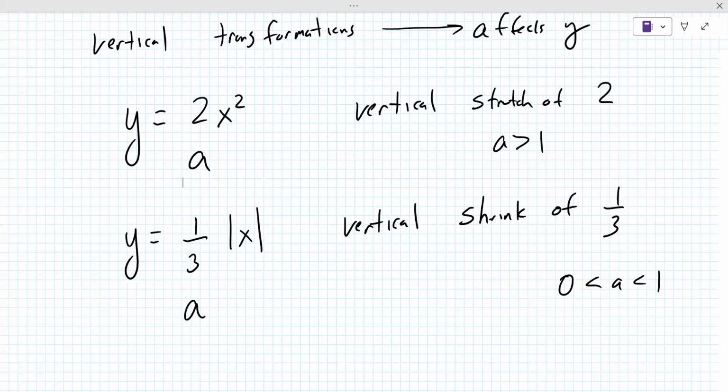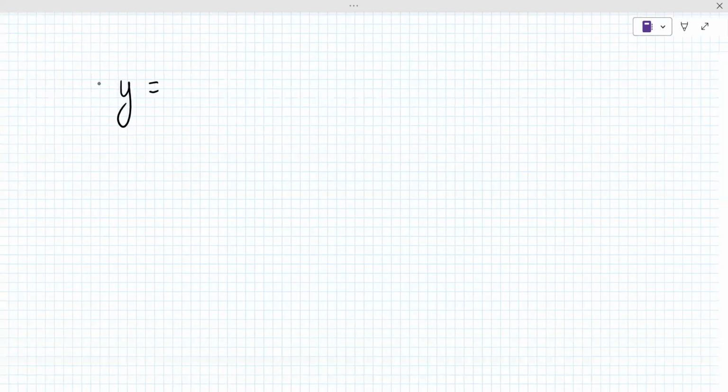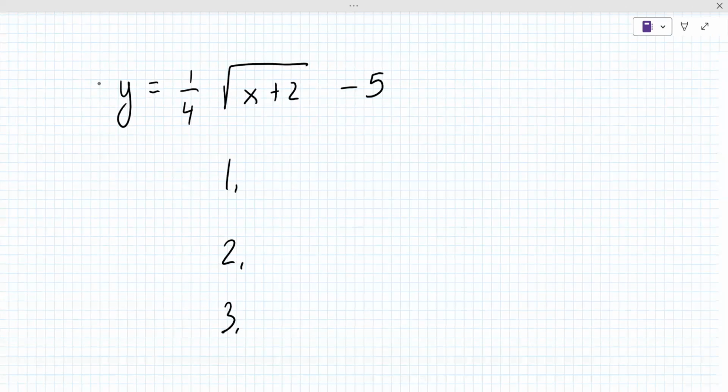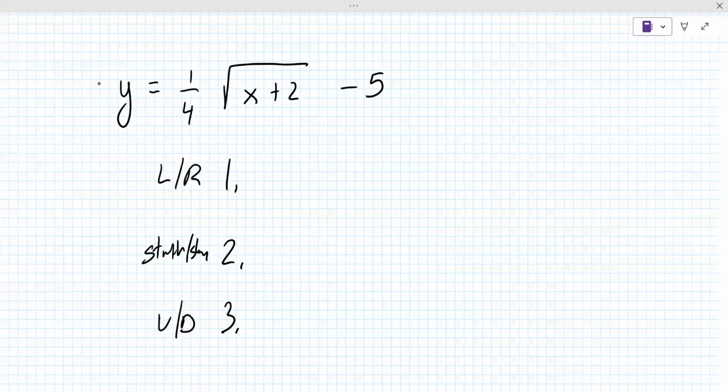Okay, fantastic. So here's your first practice problem. y equals 1/4 square root of x plus 2, minus 5. This has 1, 2, 3 transformations. The left or right comes first, the up or down goes last, and the stretch or the shrink goes in the middle. So I want them in order. First write down how much left or right it's going, then the vertical stretch or shrink, and then how much up or down it's going.